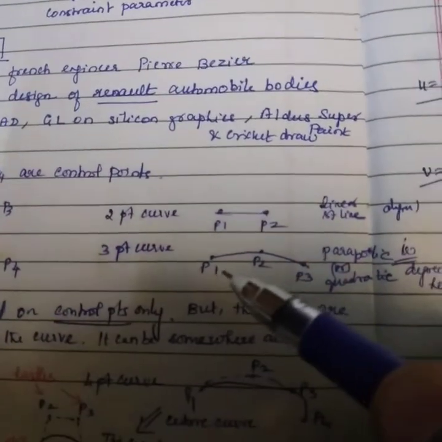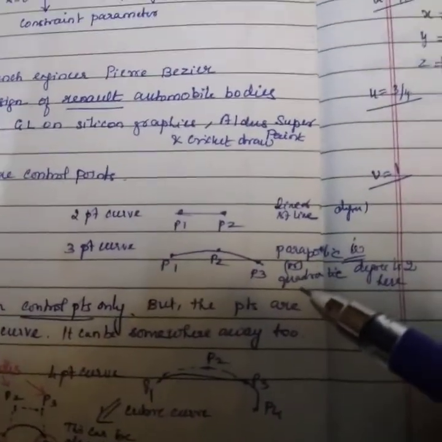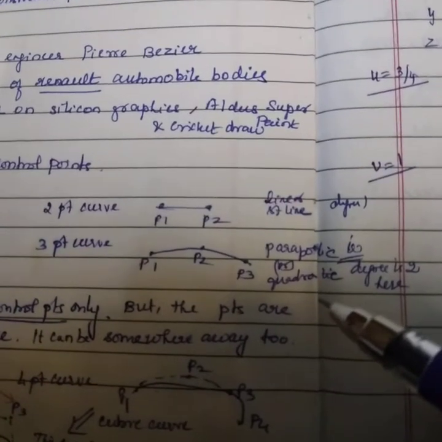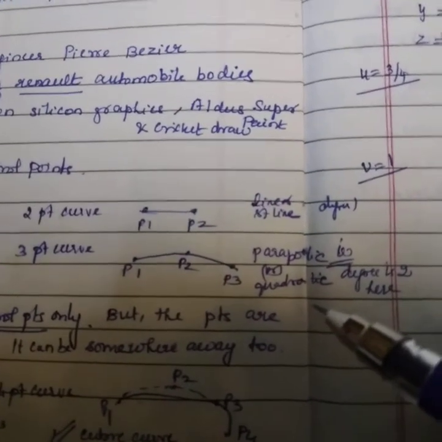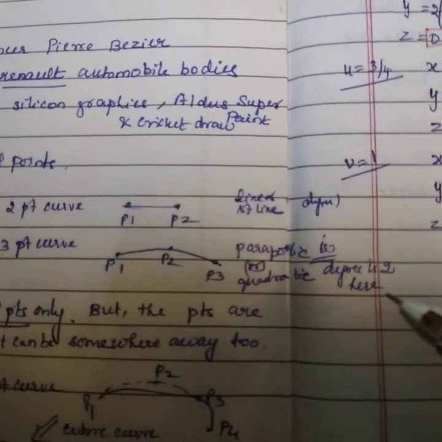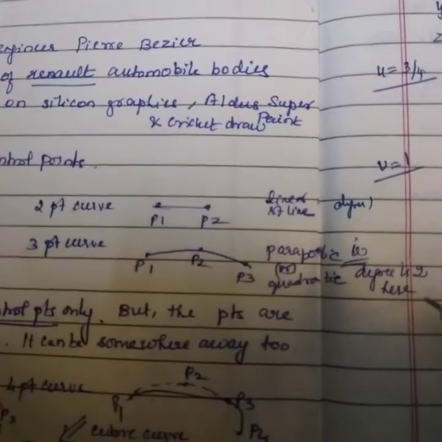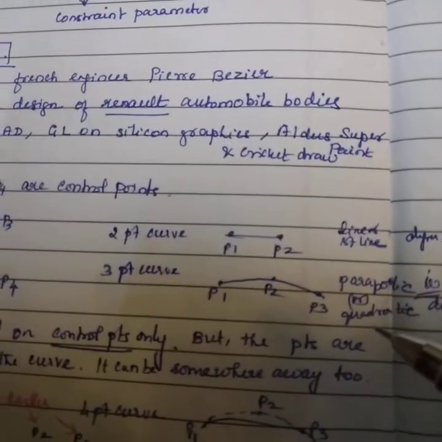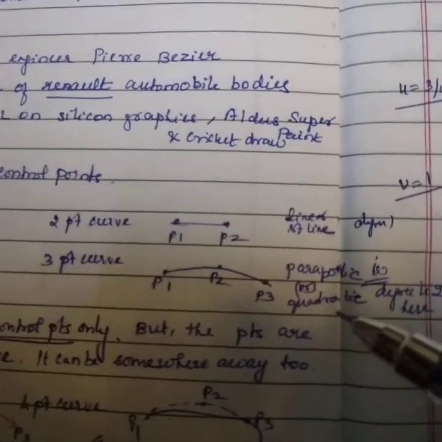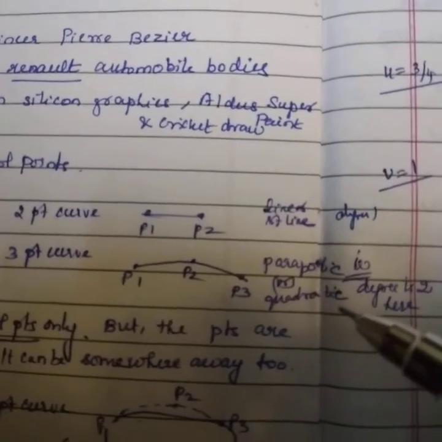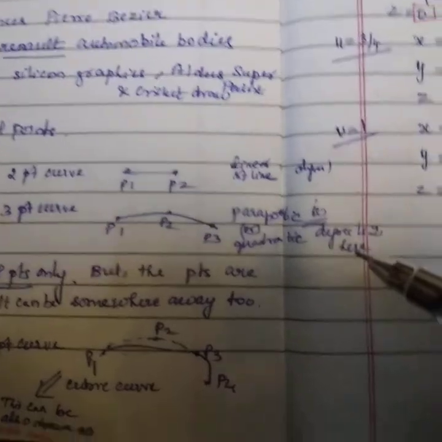A 3-point curve can be called parabolic or quadratic, and it will be of degree 2. If 4 points, it will be cubic and of degree 3. The degree is nothing but the number of control points minus 1.